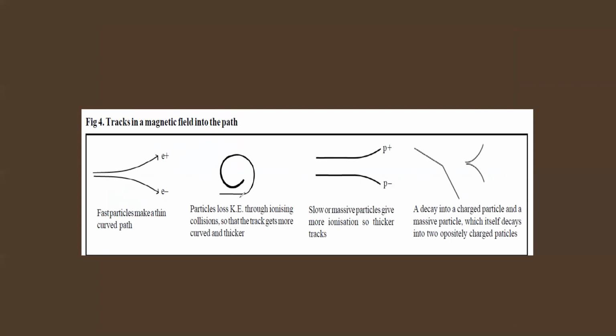Now what happens as the particle is losing its energy? It will have a spiral path. Why spiral? Because it's continuously losing its energy. So speed is decreasing. As the speed decreases, the momentum will also decrease. So the radius will decrease. So the particle loses kinetic energy through ionization. So the track is getting more curved and thicker. The radius is decreasing basically.